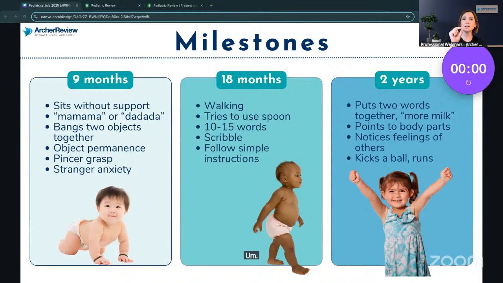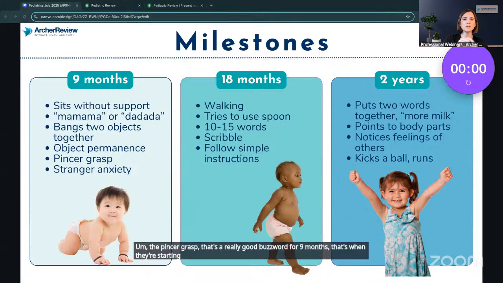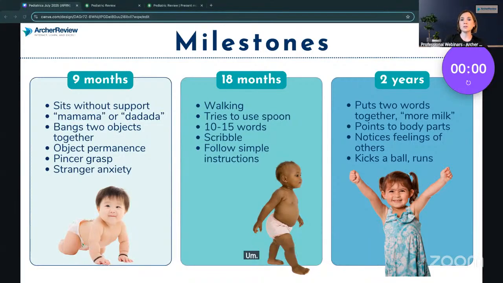The pincer grasp, that's a really good buzzword for 9 months. That's when they're starting to use their finger and their thumb really well. They do start to have stranger anxiety, another buzzword. That's when they're getting more clingy to their caregiver. At 18 months, they should be walking well.